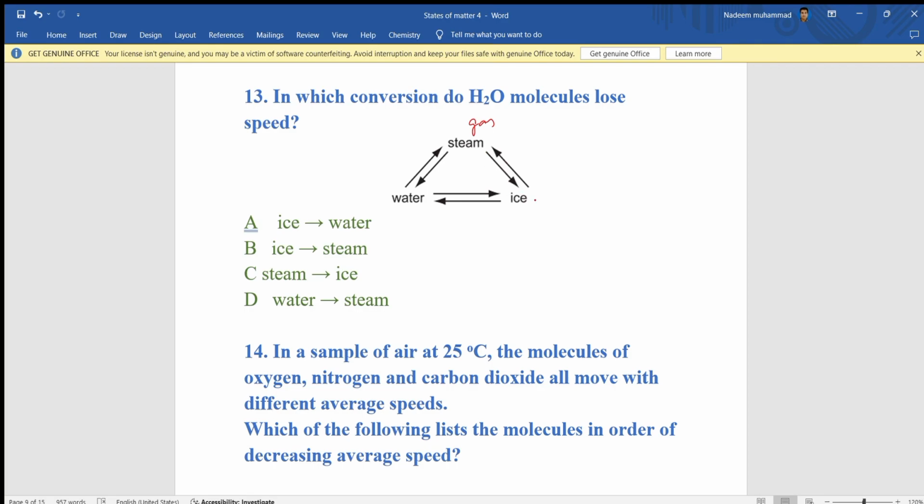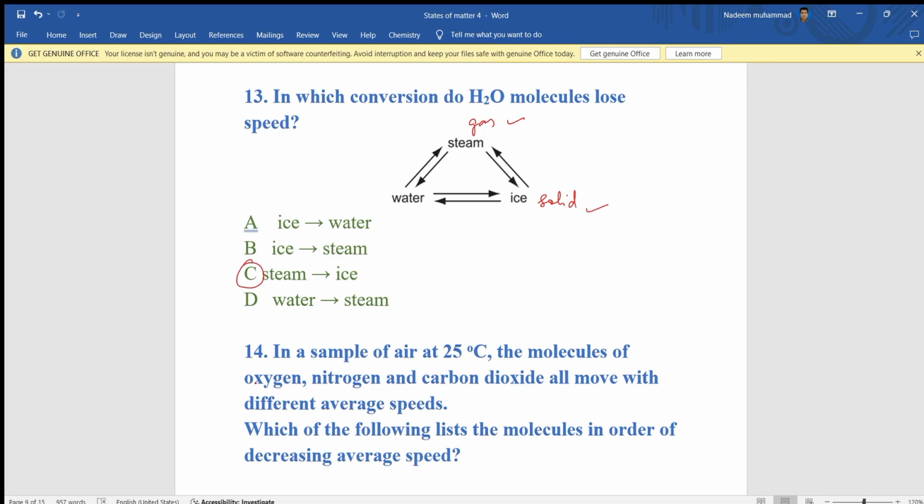So that means that gases have the highest kinetic energy and solids have the lowest kinetic energy. So when gas changes into ice, then the particles lose energy, they lose kinetic energy.